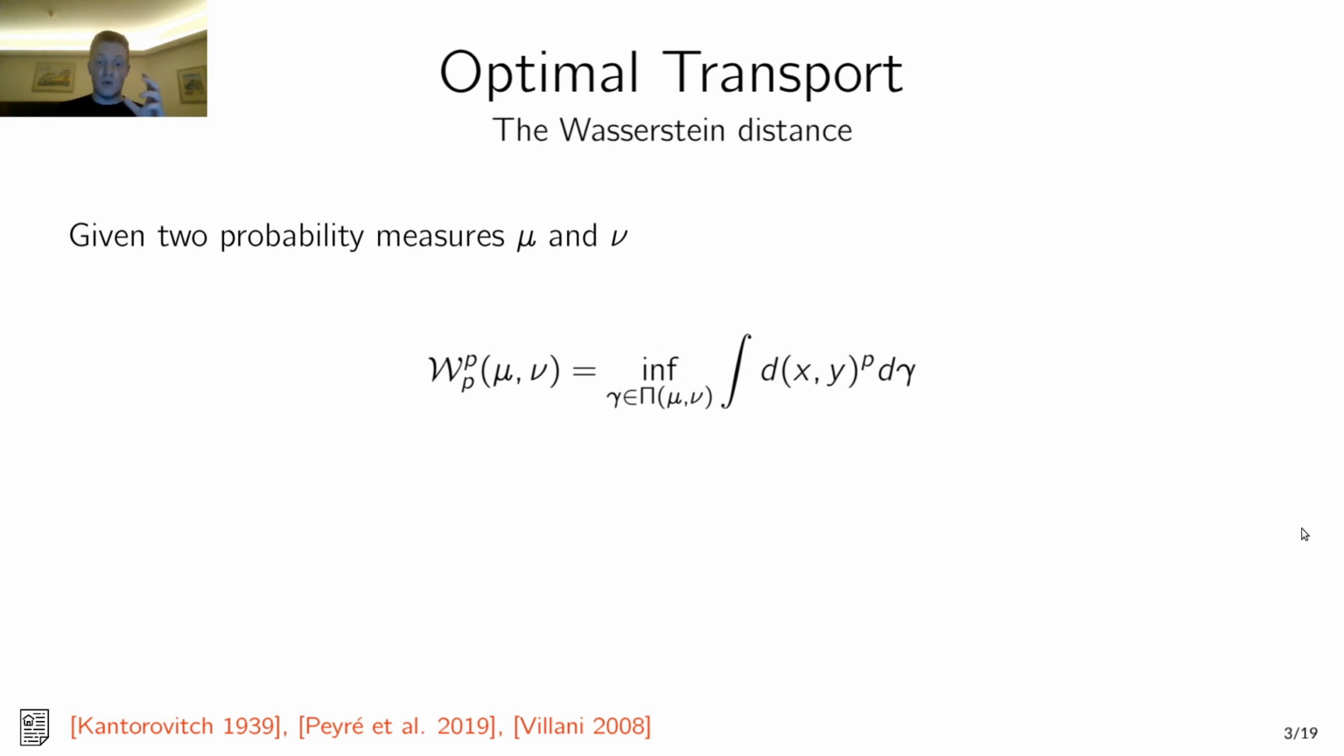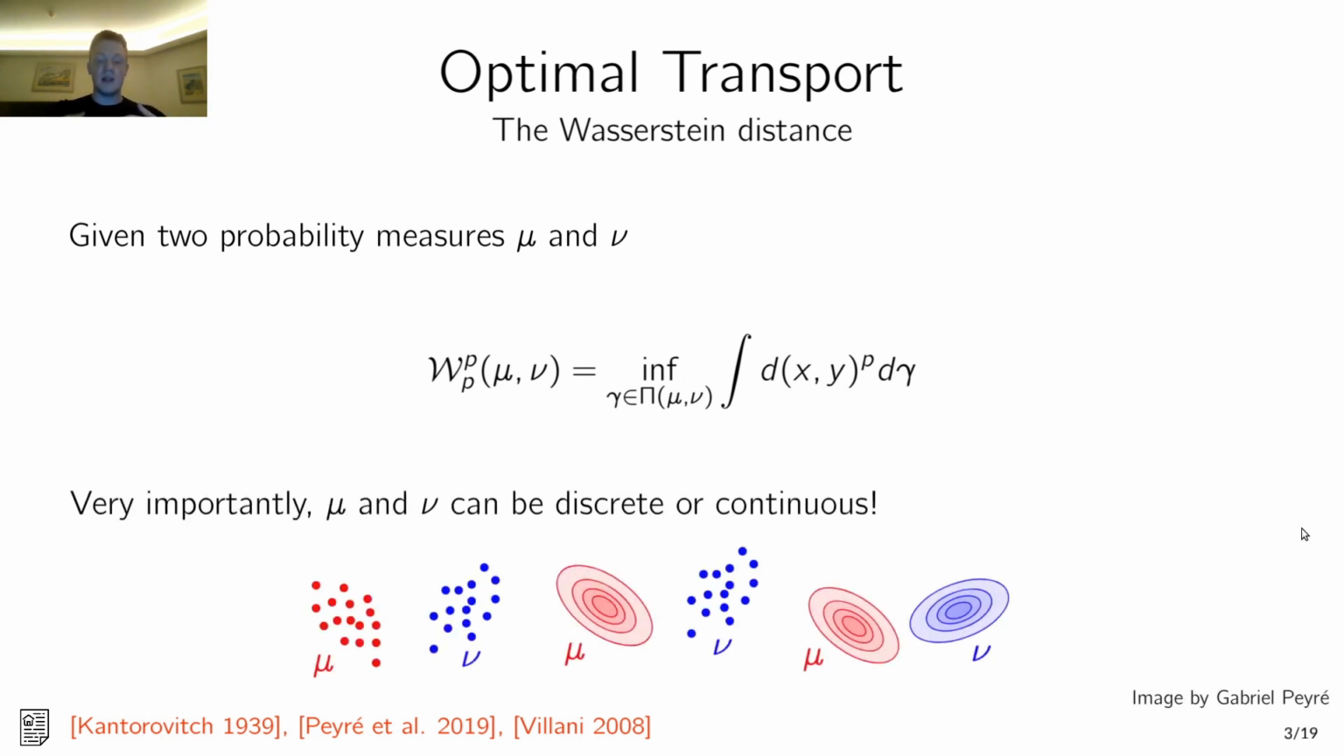What is interesting here is that it is defined on probability measures, because it is the framework in which optimal transport is expressed. And what is so nice is that, as you know, probability distributions can be both discrete or continuous. That means that optimal transport is going to be able to handle both discrete and continuous data, which is going to be very important.